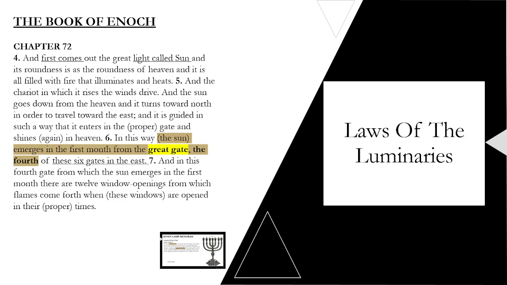Okay, verse 7. And in this fourth gate, from which the sun emerges in the first month, there are 12 window openings, from which flames come forth when these windows are open in their proper times. So there are 12 window openings within these gates, and each window emits light to the sun, so the sun can give its light upon the earth.